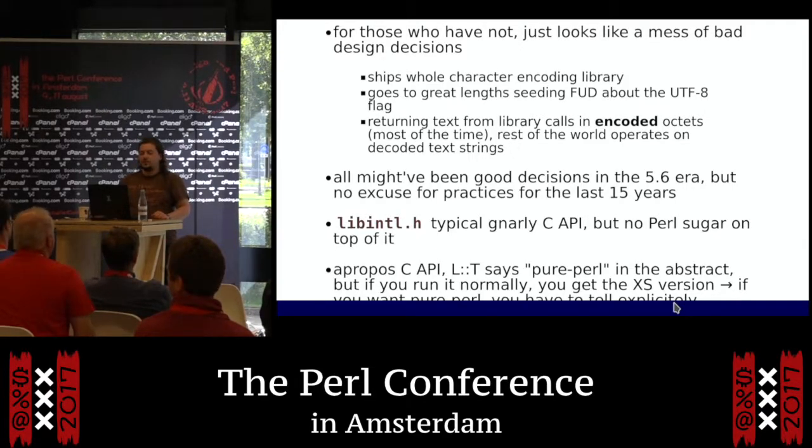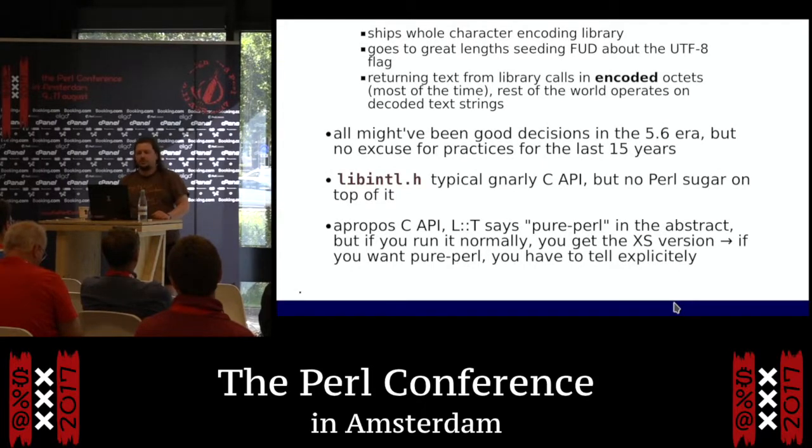There's a huge mission sowing fear, uncertainty, and doubt about the UTF-8 flag in the hearts of the users. I don't know what that's about. And text returned from the library calls is in encoded form, so you get octets. And the rest of string handling in Perl works on decoded text strings instead. All of these might have been good decisions back then in the 5.6 era, but it's no excuse to continue with these practices. The C API is typically gnarly.